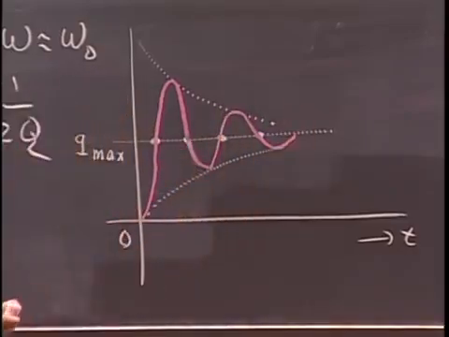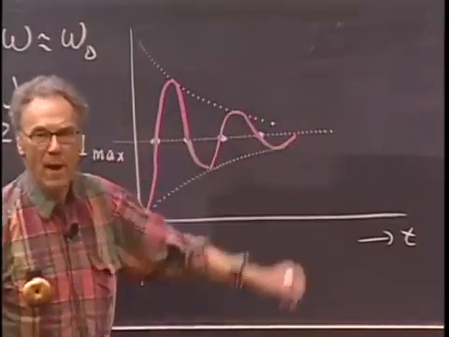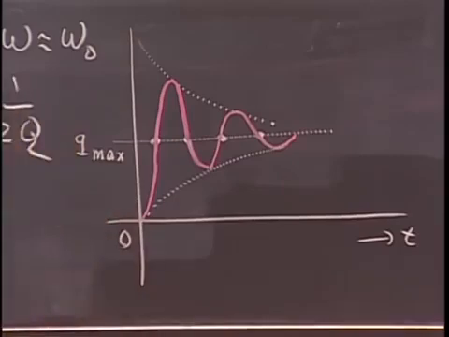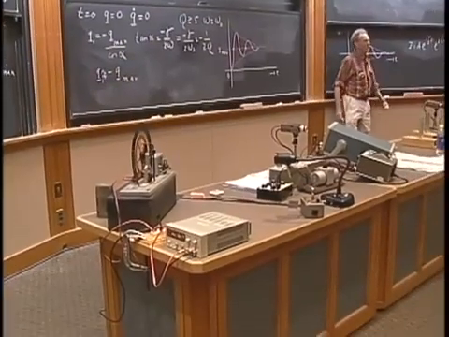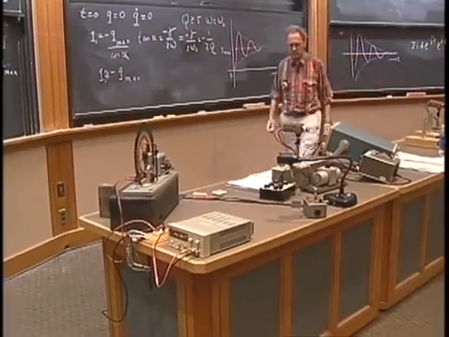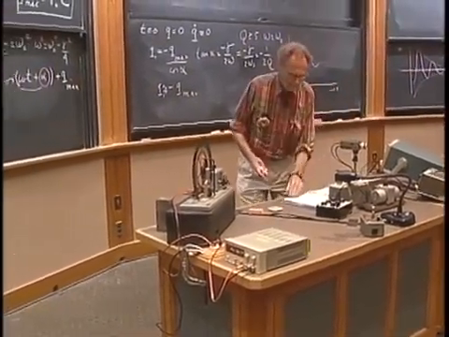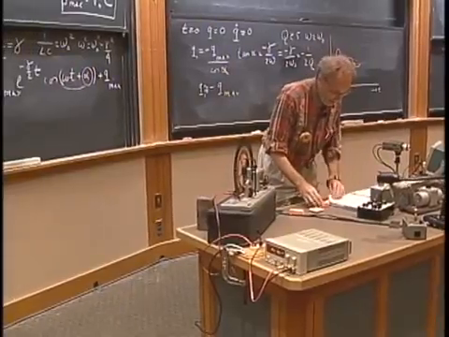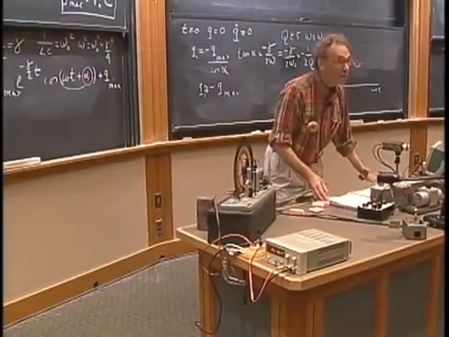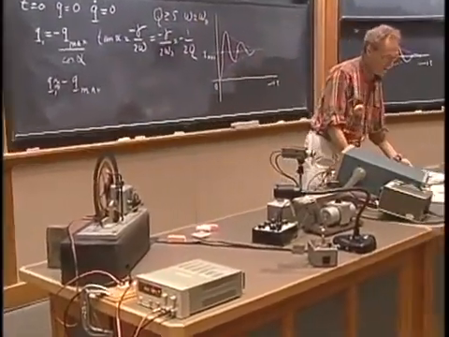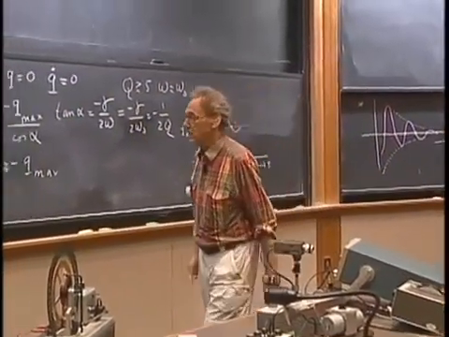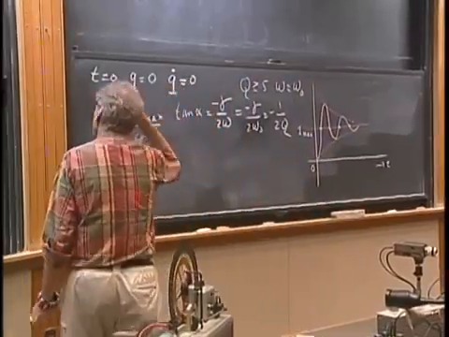And you see, if you wait long enough, you end up with Q max, which is this one. Whereas in the case of the spring, if you wait long enough, you end up with nothing, x equals 0. And this is something that I can demonstrate to you in a very, very nice way, I must say. I find this one of the most intriguing demonstrations.